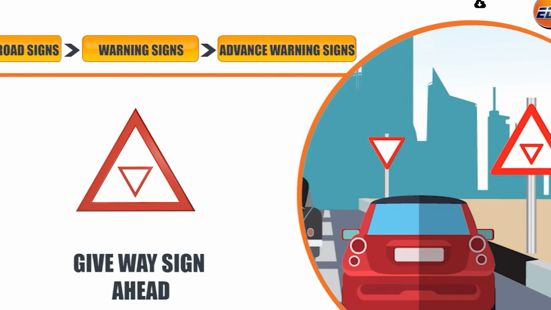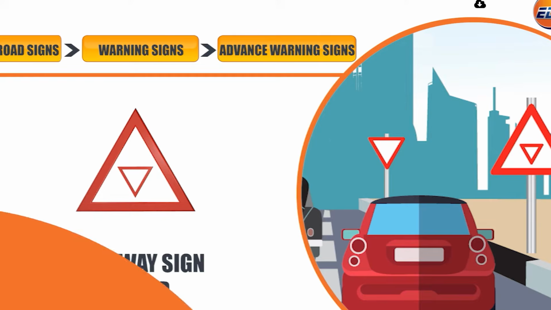Give way sign ahead. This sign indicates that there is a give way sign ahead. This sign is usually used before turns to warn drivers that there is a give way sign ahead. Motorists must slow down and be prepared to give way to the traffic coming from the mainstream.